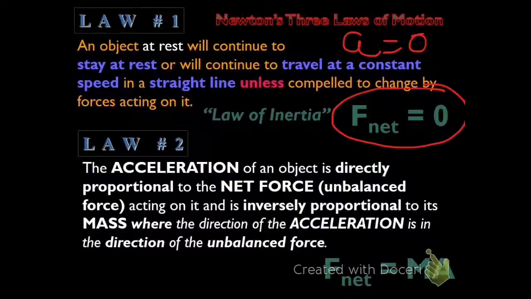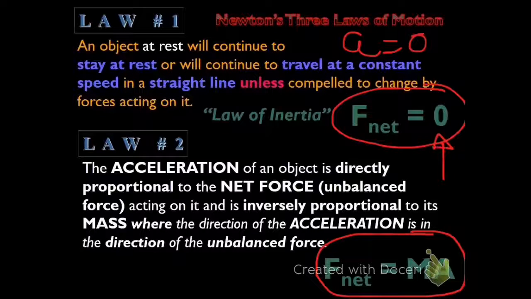Law 2 says that the acceleration of an object is directly proportional to the net force acting on it and inversely proportional to the mass. Again, really just talking about what happens when forces are acting on an object. And in this case, the net force is not zero, right? Zero in law 1 and not zero in law 2 just says that the more you push on an object, the faster it will accelerate.